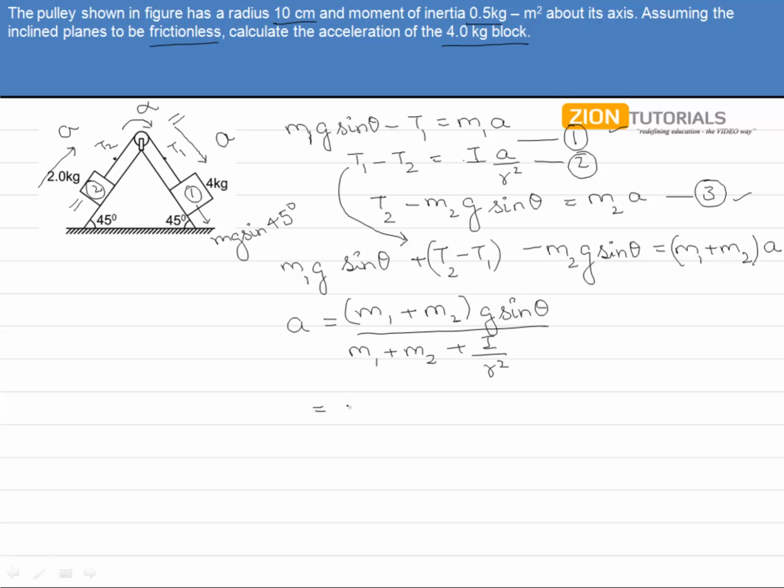Putting the values over here, we get 2 into 10 into 1 by root 2 over 6 plus 50, giving us approximately 0.248, or more approximately we can write it as 0.25 meter per second square.